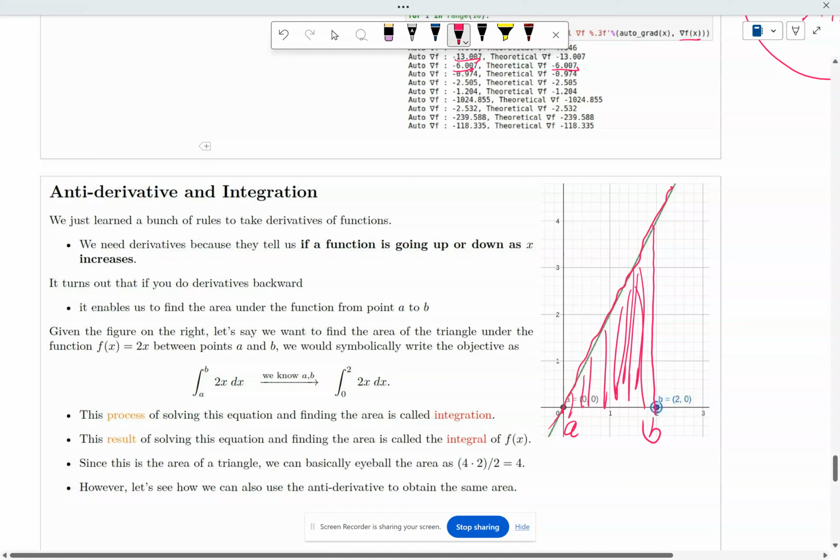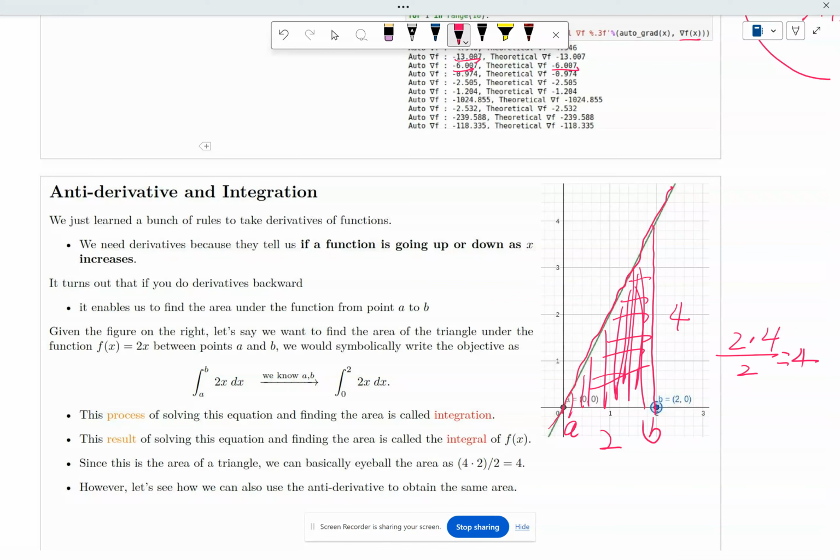Well, this right here is 1 times 4. So the area is a 1. No, this is 2. 2 times 4. So the area of the triangle is therefore 4. So we know the area here is 4. But how do we do it using calculus?